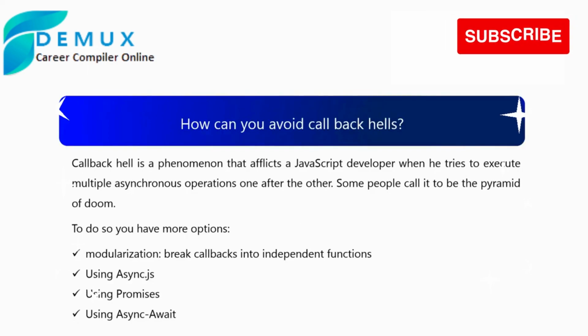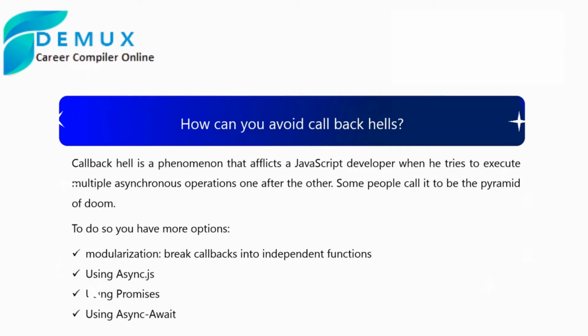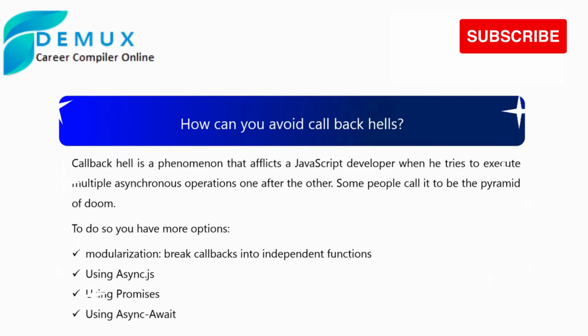Client - AngularJS - Node.js - Express.js - MongoDB. How can you avoid callback hell? Callback hell is a phenomenon that afflicts a JavaScript developer when he tries to execute multiple asynchronous operations one after the other. Some people call it the pyramid of doom. To do so you have more options: modularization, breaking callbacks into independent functions; using async.js; using promises; using async/await.